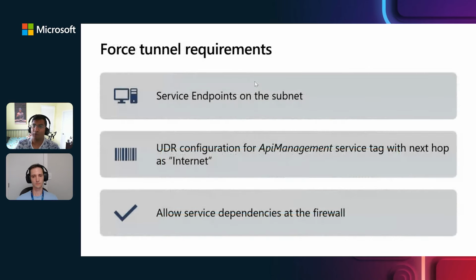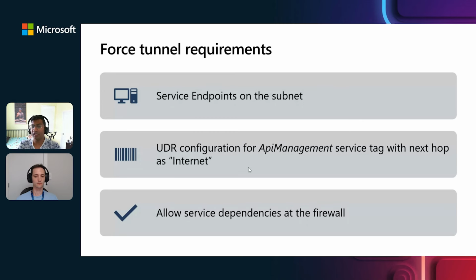Like NSGs, you might want to force tunnel all your egress traffic from your API management instance through a corporate firewall. So if you're doing that, even in the Stv1 instance, we rely on service endpoints for all dependency traffic to be bypassed from the firewall and go through the Azure backbone. So that's where the service endpoints come into play. Now, this requirement is the same as Stv1, but with an additional requirement for Azure Key Vault, which is an additional dependency for Stv2. So we need to make sure that all the service endpoints are configured on the subnet to just make sure that the dependency traffic is allowed.